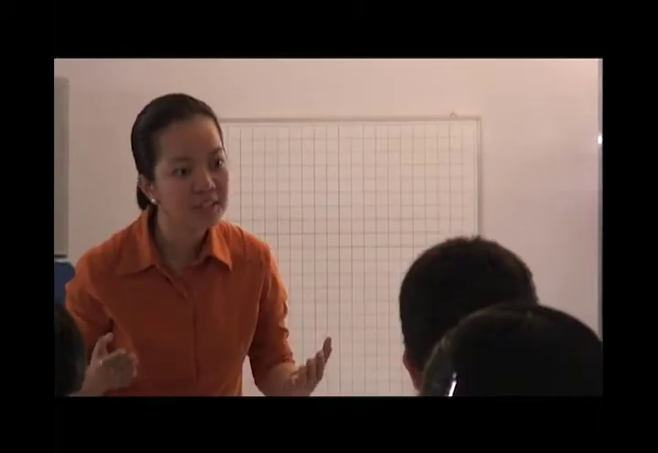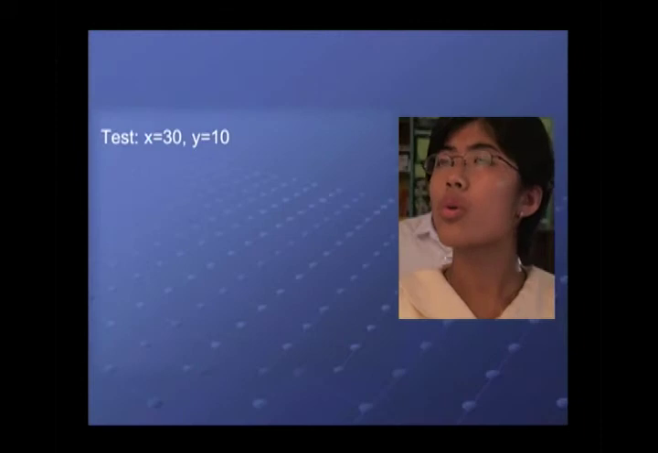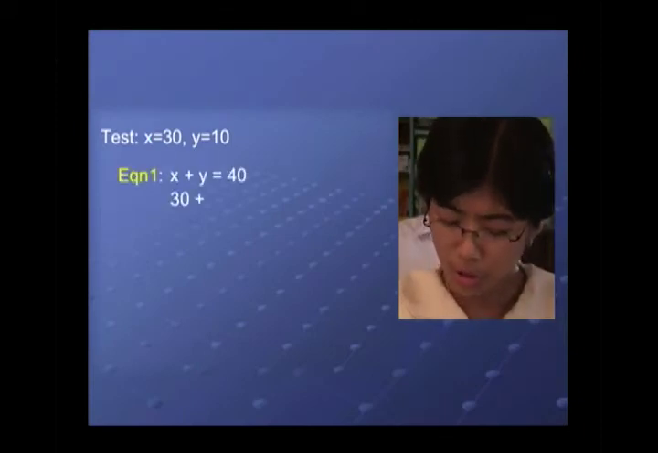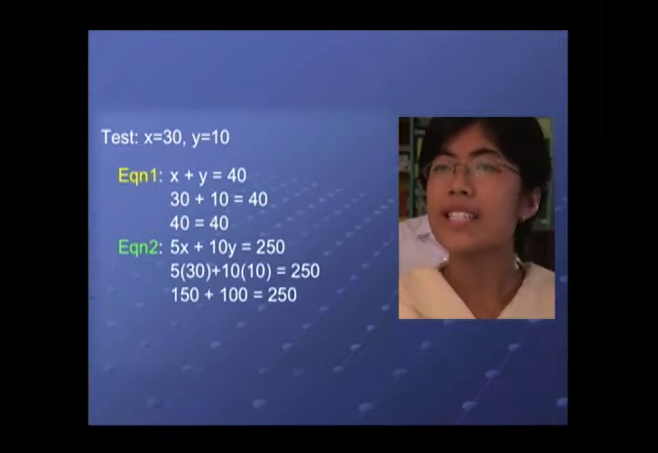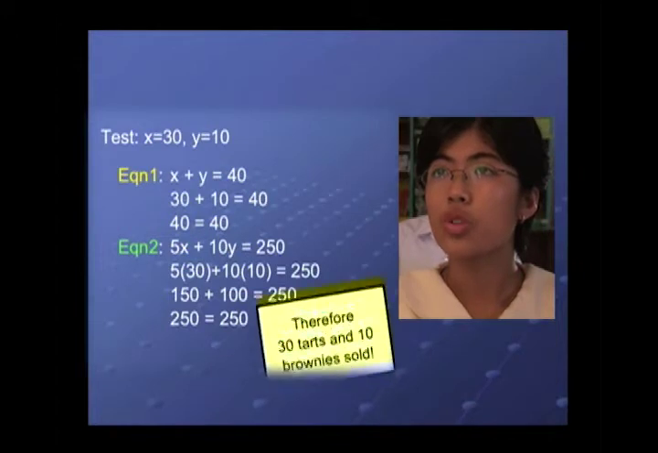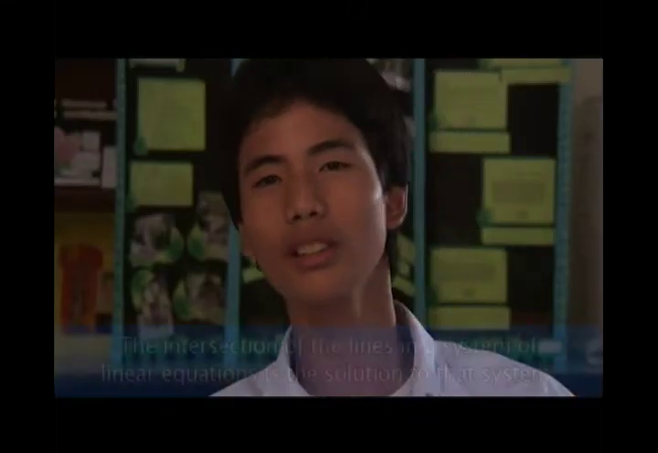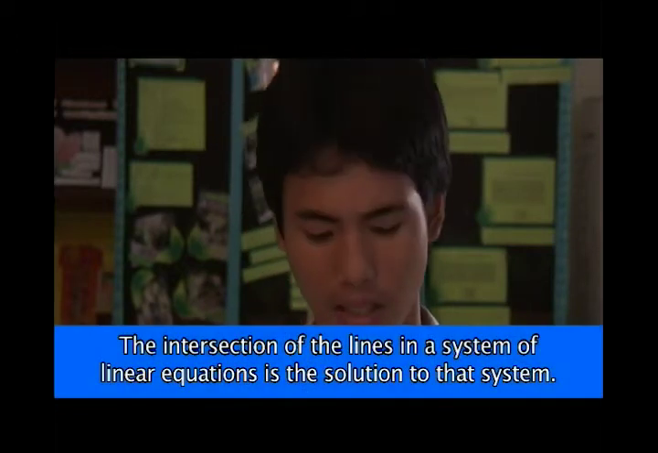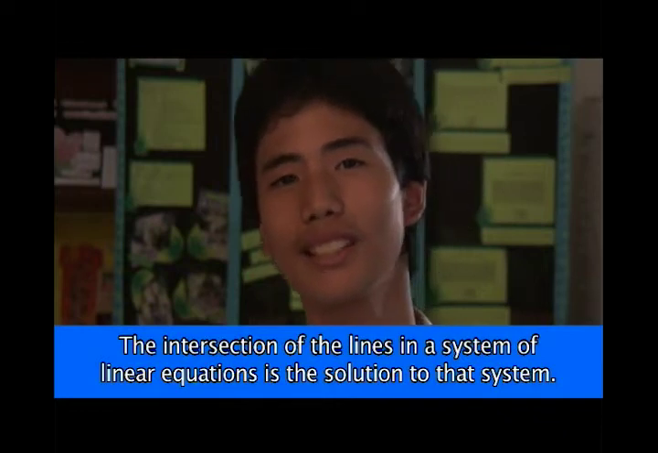Why don't you try substituting these values in the two equations? Ma'am, let me do it. Go ahead. Okay, so if x is equal to 30 and y is equal to 10, hey, it satisfies both equations. That means that they sold 30 tarts and 10 brownies. Oh, so the intersection of the lines in a system of linear equations is the solution to that system.